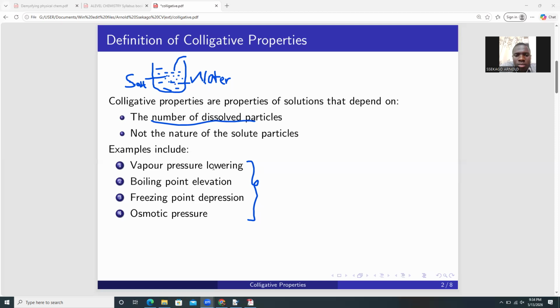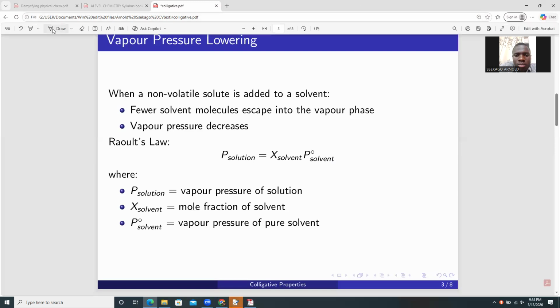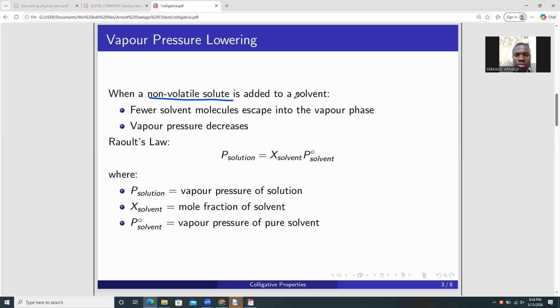What are the examples? You have vapor pressure lowering, boiling point elevation, freezing point depression, and osmotic pressure. So we start with vapor pressure lowering. What is this? Now, for vapor pressure lowering, we consider what happens when a non-volatile solute is added to a solvent.